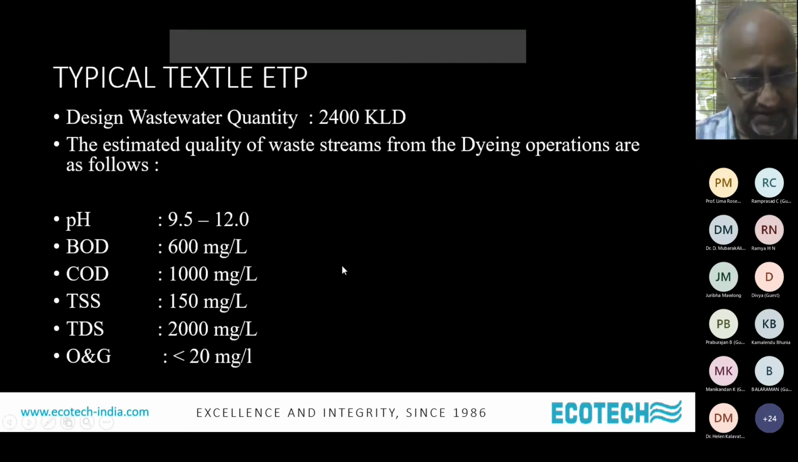On the other hand, in a bulk drug industry, the COD to BOD ratio could be as high as 3:1 and 4:1 at the start in the raw waste. That means it is not easily biodegradable, or we call it refractory organics present. Refractory organics means not easily biodegradable. So here it is fairly easily biodegradable.